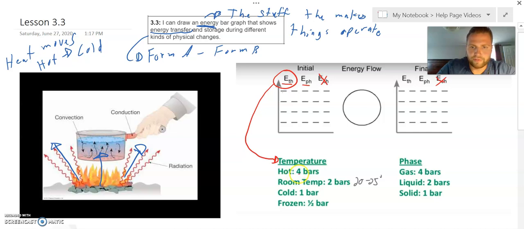So hot is going to be 4 bars. That looks something like this. Room temp, 20 degrees, for the thermal column will be 2 bars. It's going to look something like this. Cold is going to be 1 bar. There's our 1 bar. And if something is described to be frozen, then we're going to draw half a bar, and that's going to look something like that.